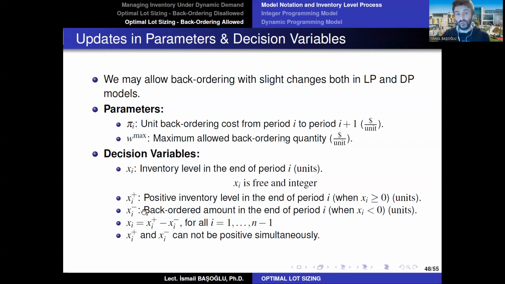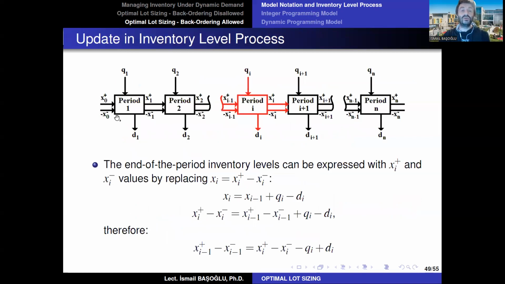So how is this going to be achieved? When you introduce both of these values in the objective function, obviously the minimization procedure is going to force one of them to be equal to 0, and the other one can either be 0 or positive in that case. Now, the inventory level process, which is described in our last week's lecture, is going to be updated.